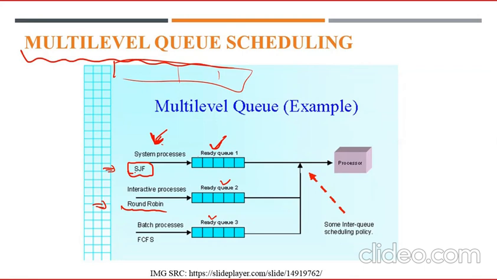I hope now the basic idea about this algorithm is clear to you: instead of using a single queue, we are using multiple queues. In those multiple queues, we can apply different scheduling algorithms based on efficiency of performance. Suppose for system processes SJF works best, so we will use that. For interactive processes, round robin works best, so we will use that. For batch processes, FCFS, so we will use that, right? This must be our criteria of selecting a process.